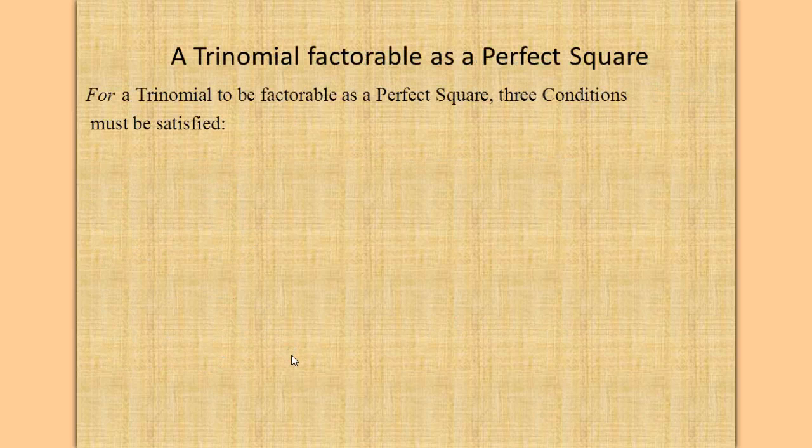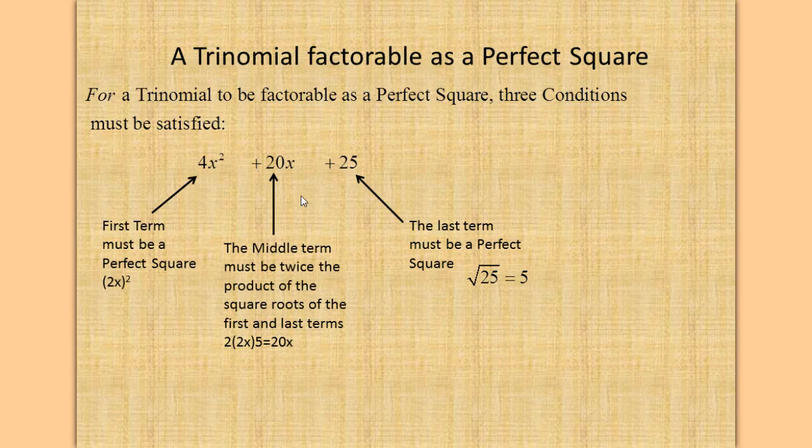A trinomial factorable as a perfect square. So for a trinomial to be factorable as a perfect square, three conditions must be satisfied. The first term must be a perfect square. So you have 4x squared here. Well, the square root of 4 is 2. And the square root of x squared is x. So 2x squared is equal to 4x squared.